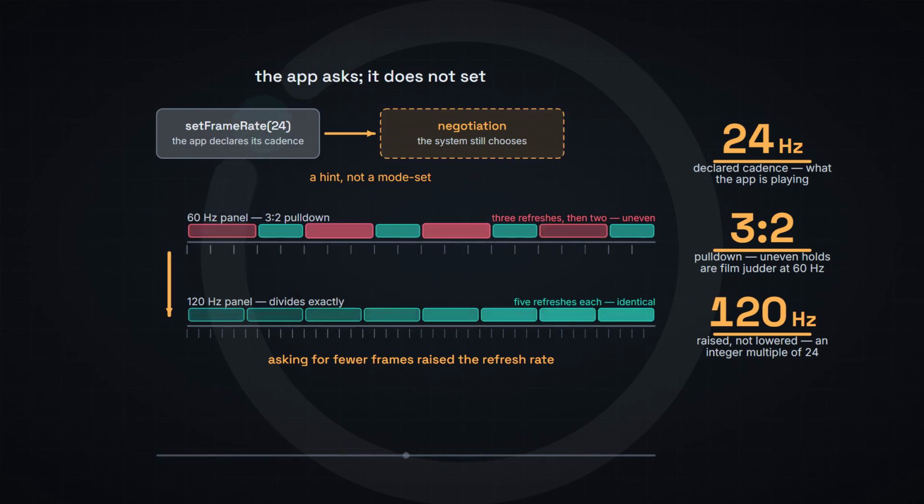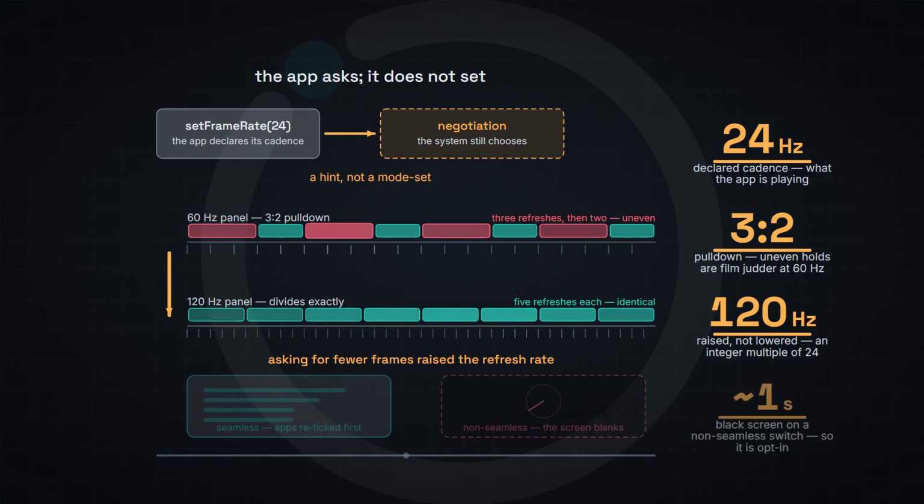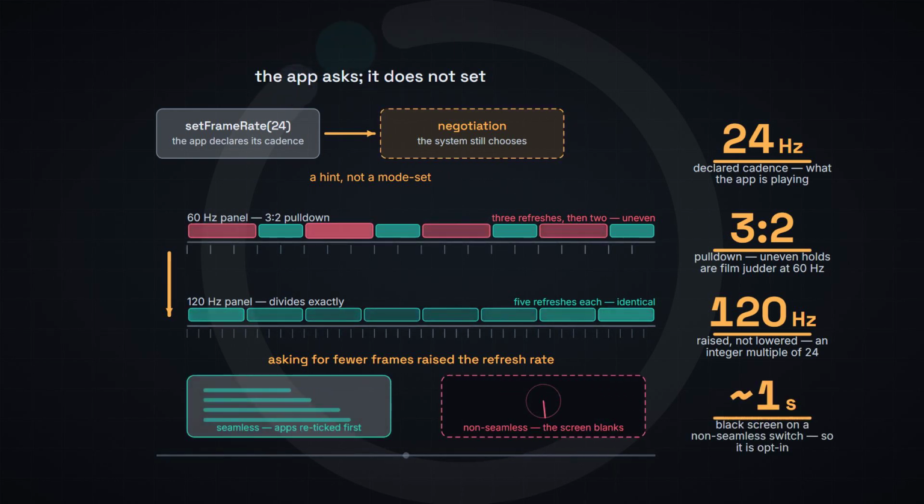There's a cost. Some devices switch seamlessly because the platform pre-plans the change. It starts ticking apps at the new rate before the panel changes. Others blank the screen for about a second. That's why Android won't make that non-seamless switch unless the user turns on match content frame rate.